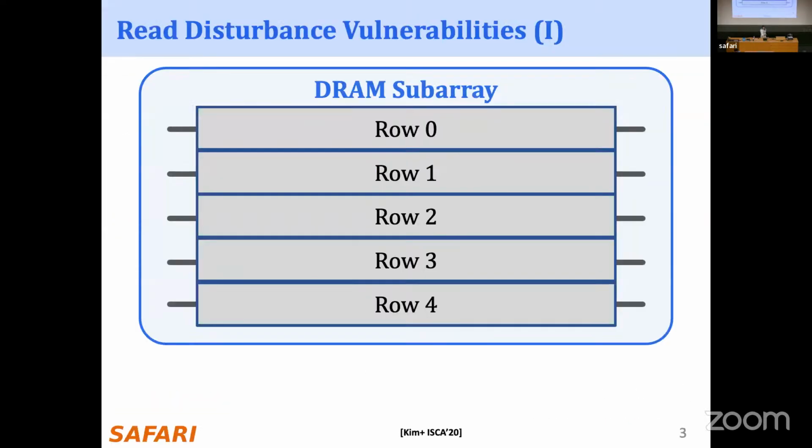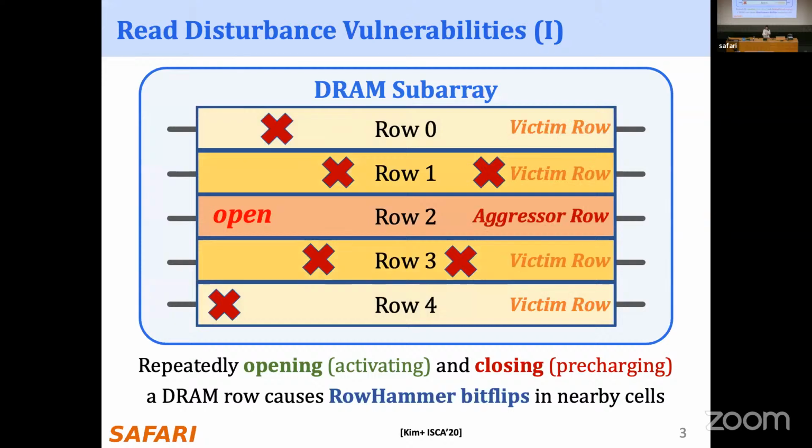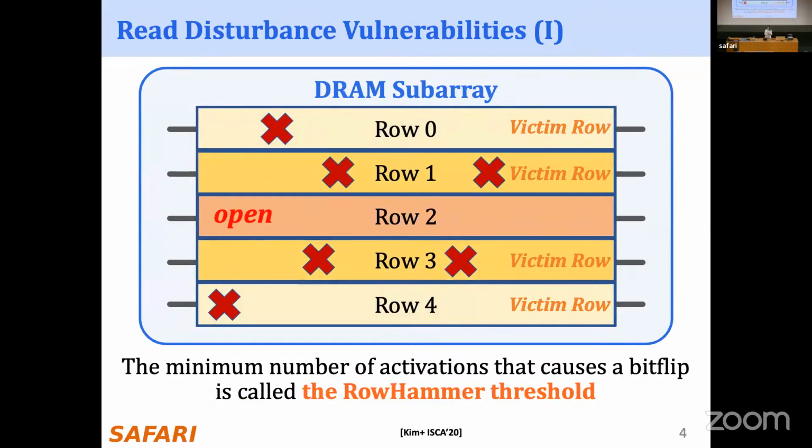Okay. So today's DRAM chips are vulnerable to read disturbance. Maybe I'll just recap the terminology. In this part of the lecture, we will call the activated row the aggressor row, and the other rows that end up with Bitflips are called victim rows. And we will call the minimum number of activations that causes a Bitflip the RowHammer threshold.